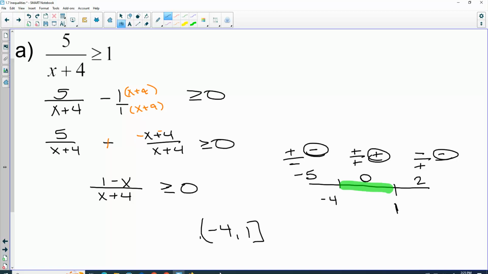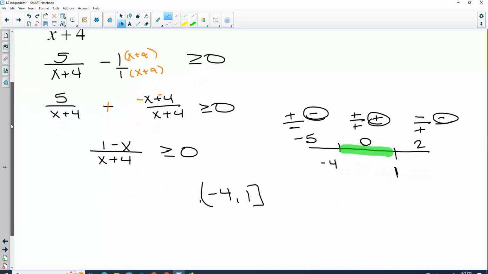Alright, so on these fractions, even if you have an equal to, you will never end up with 2 brackets. And we're going to have a parenthesis on the denominator every time. Any questions on that? Let's try some more.